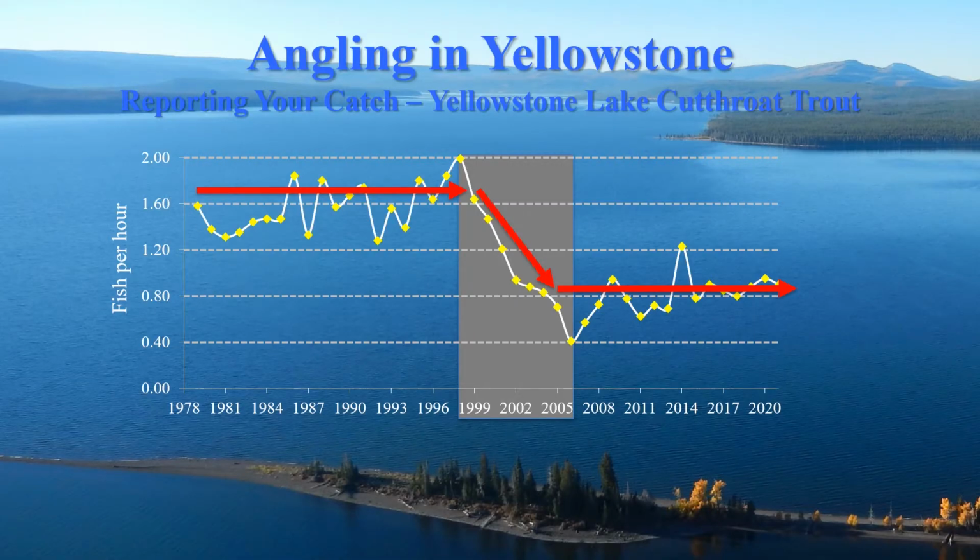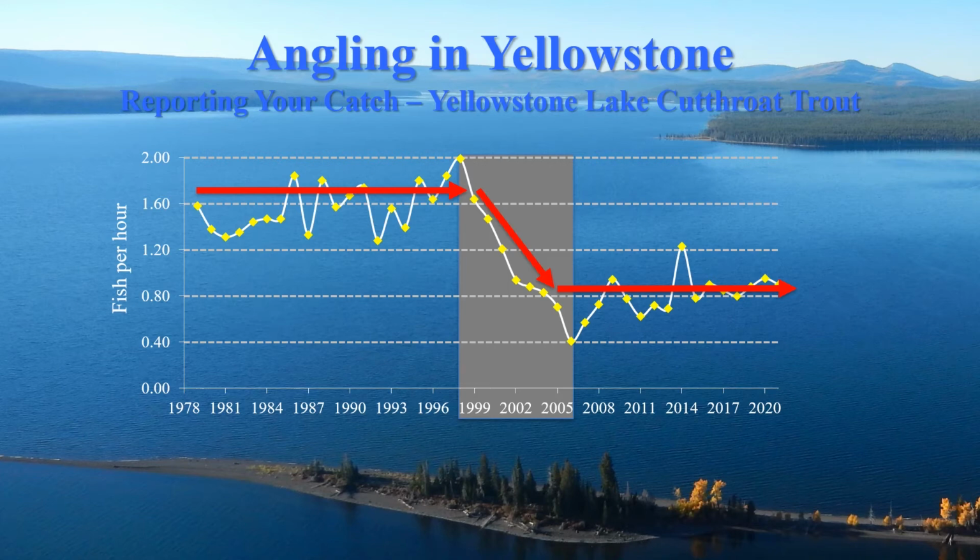So here's another example of how important the angler report information is for us as biologists in the park, and this would be for angling trends on Yellowstone Lake. So since 1978, we've been collecting this report card information, this catch information from anglers that fish Yellowstone Lake, and you can see the catch per hour early, in the 1980s, early 1990s, was nearly two fish per hour. But then you'll see from 1998 through 2006, a period where angler catch rates declined, and that's due to the invasion of Yellowstone Lake by lake trout. But then after that has stabilized at nearly one fish per hour.